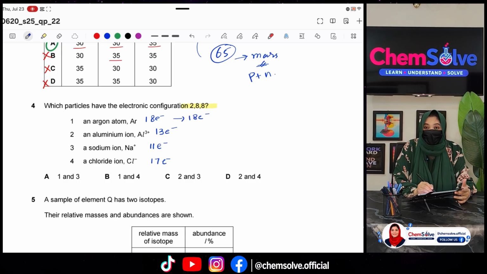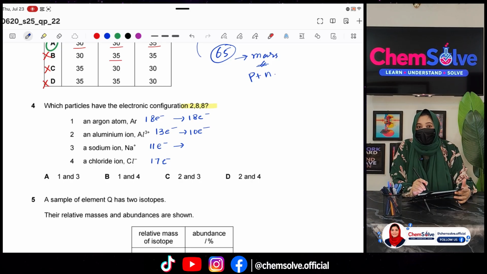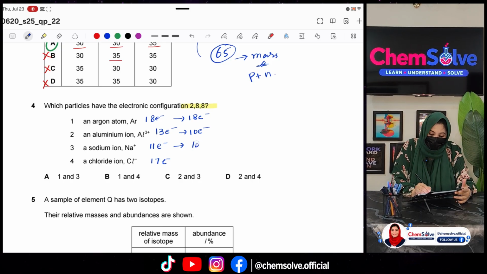It has lost 3 electrons. Positive 3 means 3 electrons have been lost, so the electrons would be 10 now. Sodium ion has a positive 1 charge, meaning 1 electron has been lost, so it would be 10 electrons. Cl negative means 1 electron has been gained, so now it has 18 electrons.